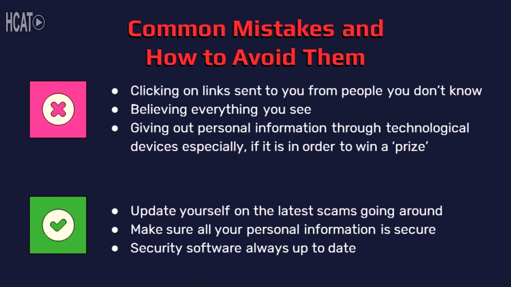Okay, so these are common mistakes and how to avoid them. Clicking on links sent to you from people you don't know. If it's an unknown number or like letters and numbers, and it's a link, don't click on it because it's probably a scam. Believing everything you see most of the time, just fact check. Giving out personal information through technological devices, especially in order to win a prize. A lot of the lottery ones will say you can enter your information and get a prize. Don't enter your information over that sort of thing.